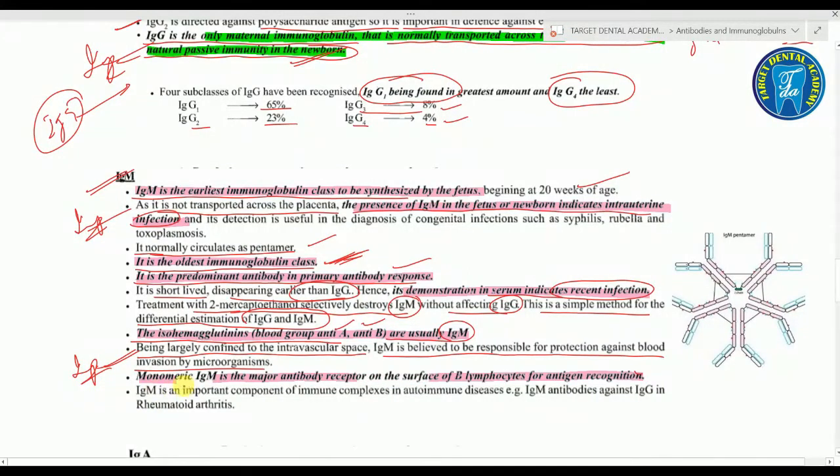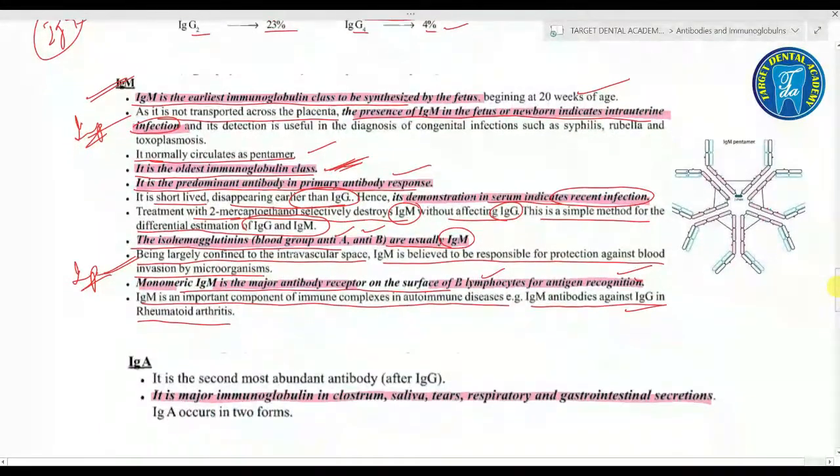The monomeric IgM is the major antibody receptor on the surface of the B lymphocyte for antigen recognition. IgM is an important component of immune complexes in autoimmune diseases, for example, the IgM antibodies against IgG in rheumatoid arthritis.